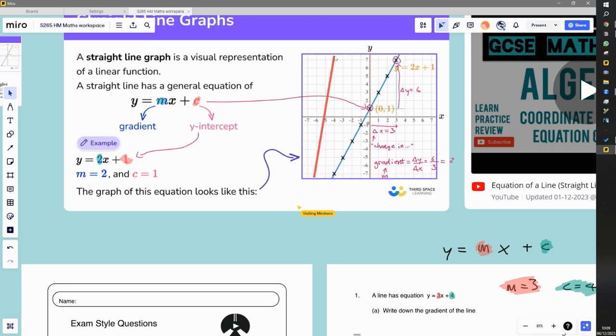So what if the gradient was 0? Well, it wouldn't be any slope at all. It would be flat. In other words, if it was y is equal to 0x plus c, y is always equal to c, as now we're talking about m equals 0, not x equals 0, then it would be a flat line at that point. So I'll make it a proper flat line now by holding on to shift.